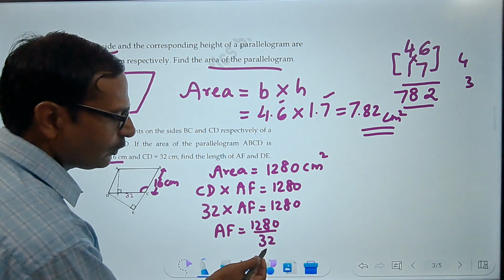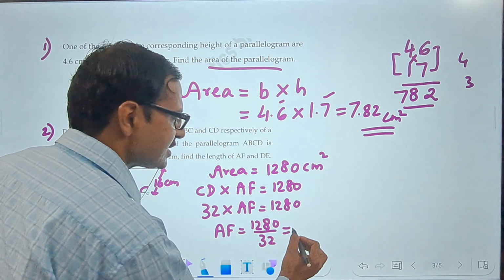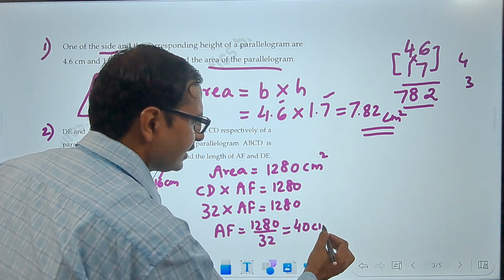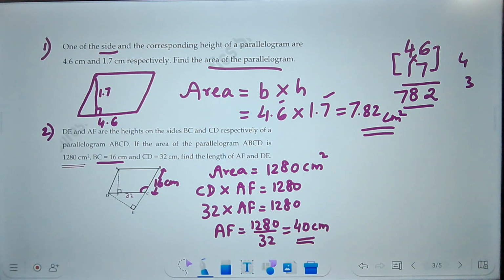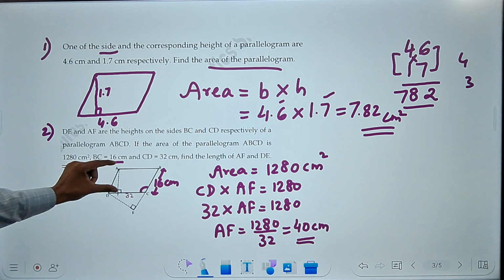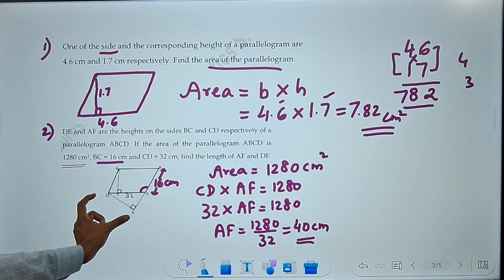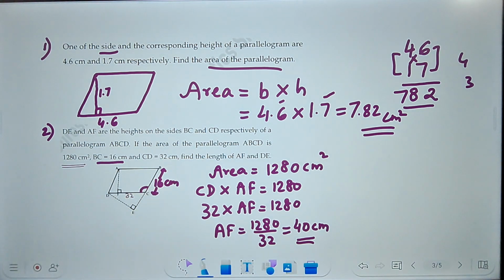As you can see, 32 times 4 is 128. So this is 40 centimeters. That will be the length of the altitude AF. Likewise, if you have to find the length of the altitude DE, then you have to take the base BC.